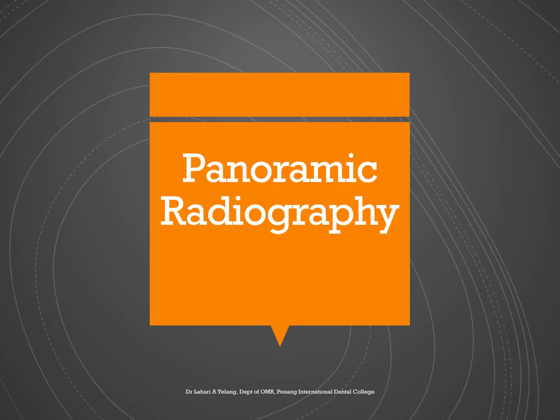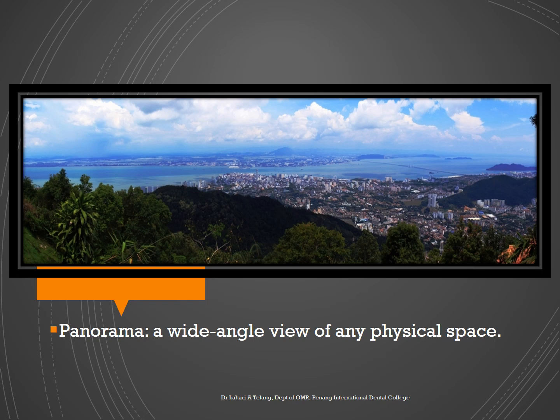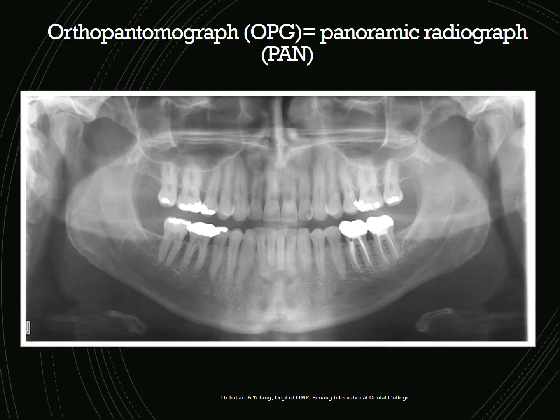So let's begin with what panoramic radiography is. The term panorama means a wide angle view of any physical space. So what you can see here is a wide view of a city, and the city happens to be Penang. So the term panoramic radiography is applied to the panoramic or the wide view of all the teeth together in one radiograph. So that is the biggest advantage of this radiograph. And the other term that was initially used is the orthopantomograph or OPG, which is still used very commonly to refer to the same panoramic radiograph.